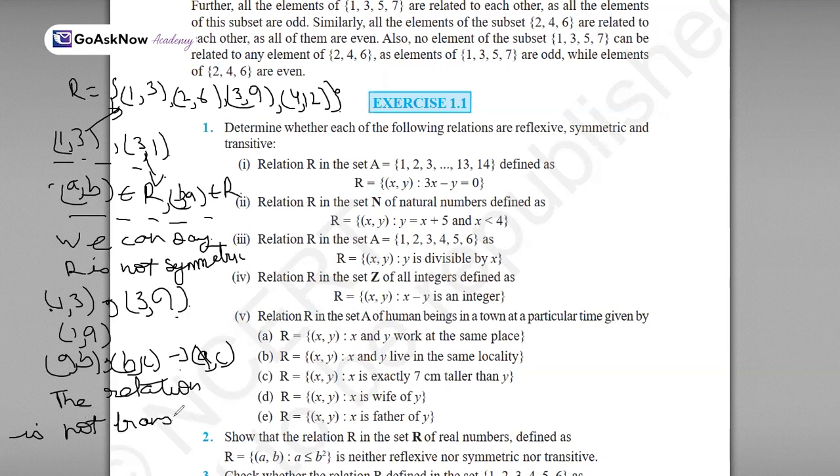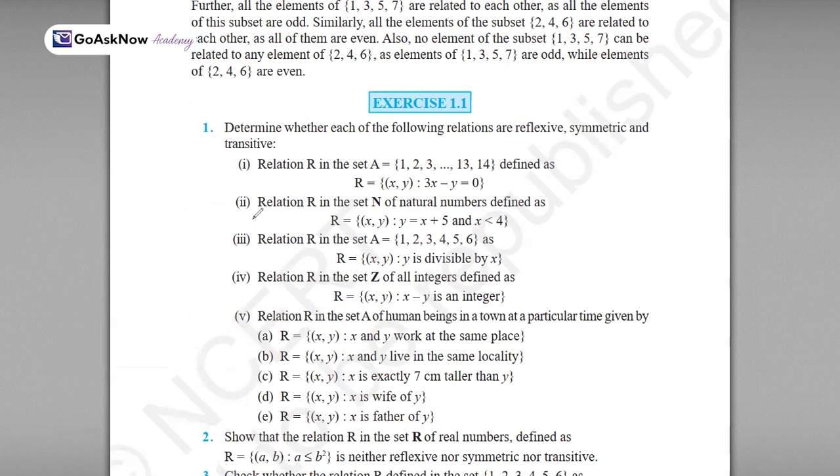Transitive. Okay. So the first part is not reflexive, symmetric, or transitive. So it is actually not an equivalence relation either, because it doesn't follow any condition of reflexivity, symmetricity, and transitivity. Okay. So I will delete all this.